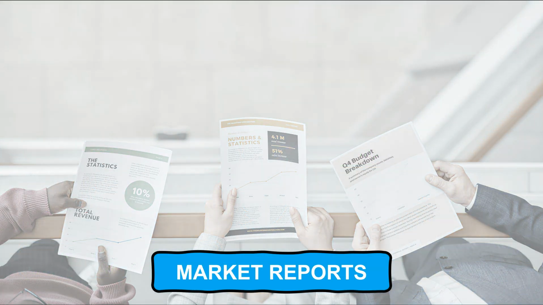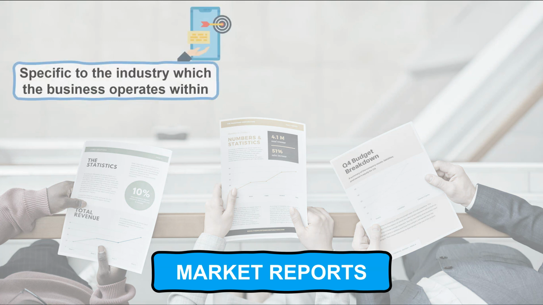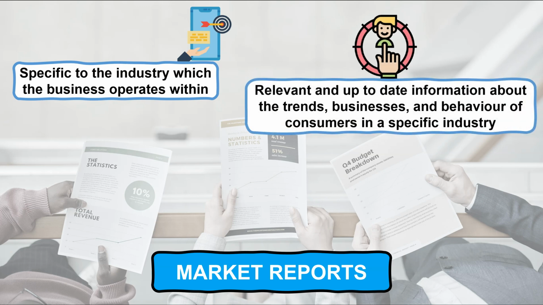Another useful method of secondary market research is market reports, which are usually specific to the industry which the business operates within, providing the business with a wealth of information and data. The typical information and data that can be found in market reports include relevant and up-to-date information about the trends, businesses and behaviour of consumers in a specific industry, all of which can be used by a business for many reasons, including identifying opportunities in the market, or analysing their own product portfolio against the trends and behaviours of consumers which were identified in the market report.